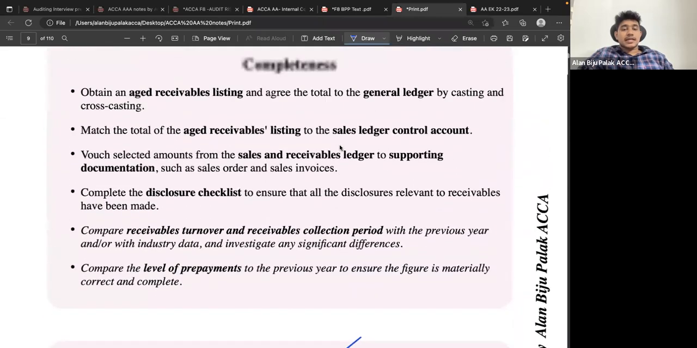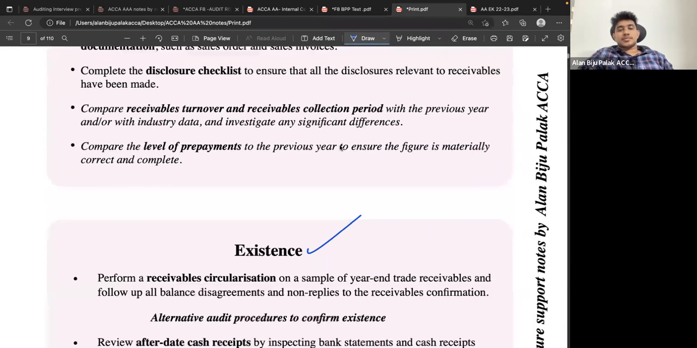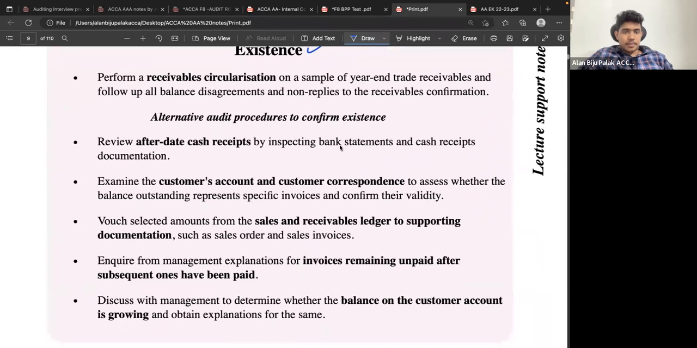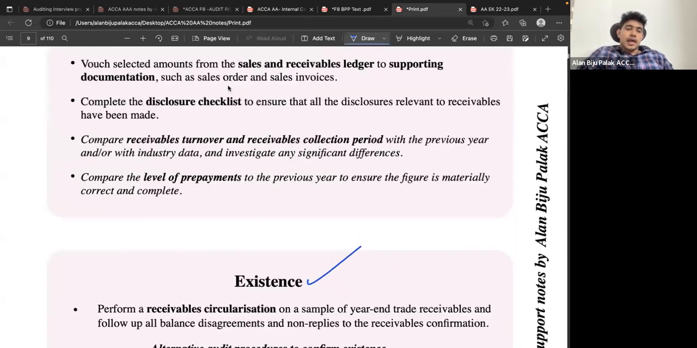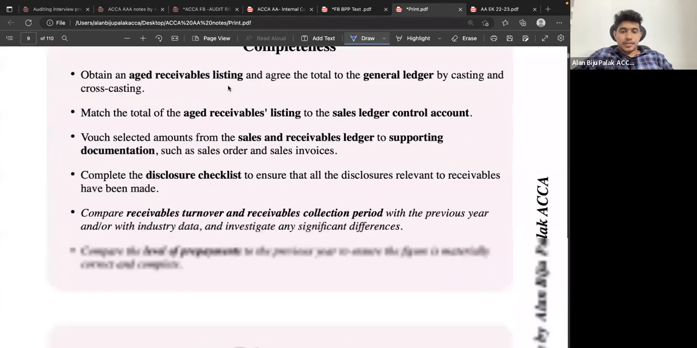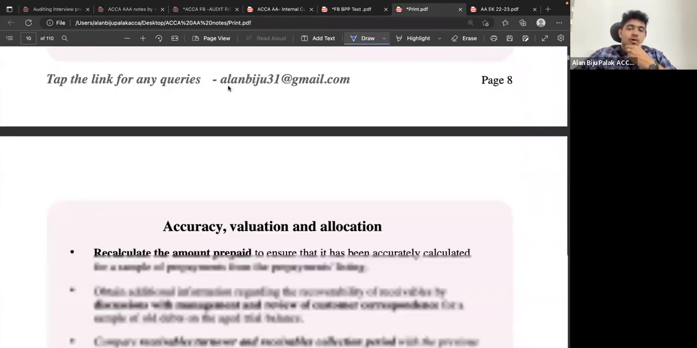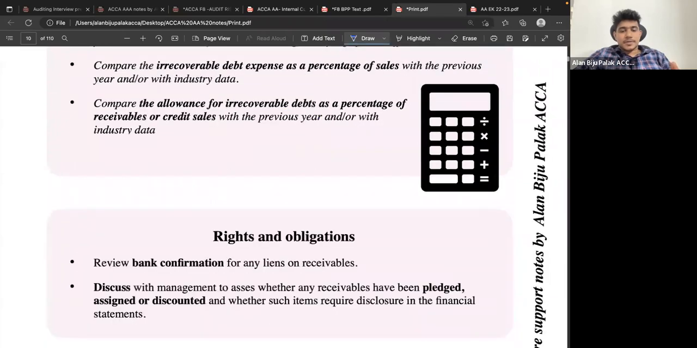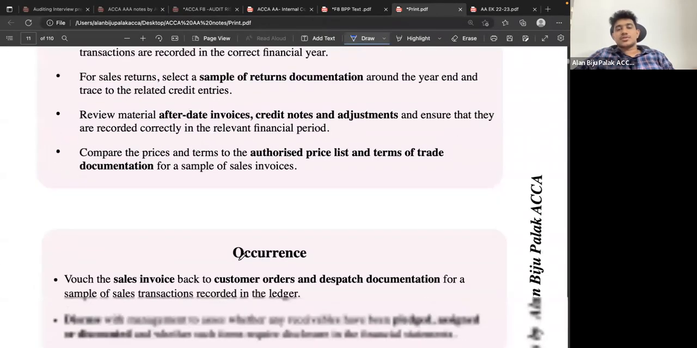So to confirm existence of receivables, look carefully at which substantives we have studied, which include both alternative audit procedures as well as the primary procedure, that's obtaining confirmation from the client company's third party. Again, you must also have good knowledge of completeness, existence as well as valuation. These are the main three assertions. Most probably you might get an assertion specific question from the area of receivables, so do study the assertion specific points.